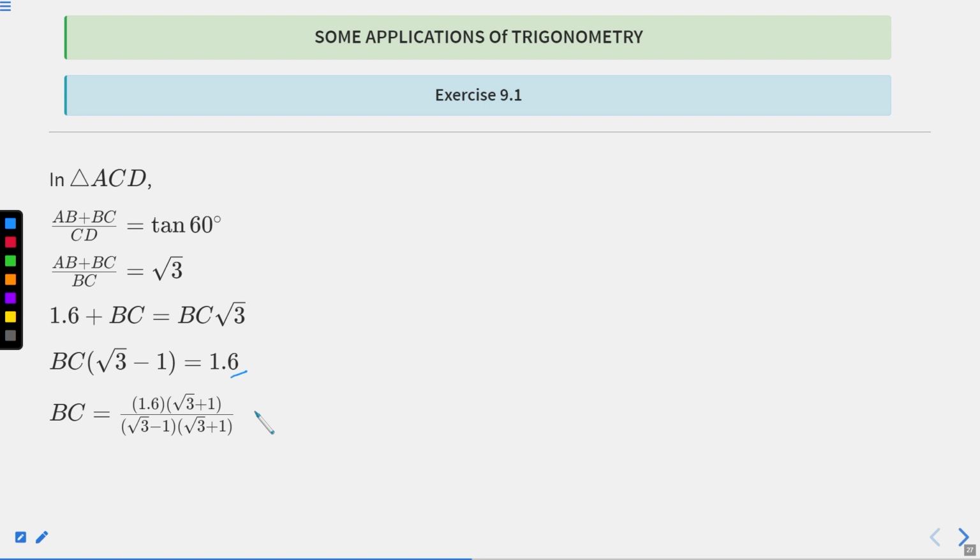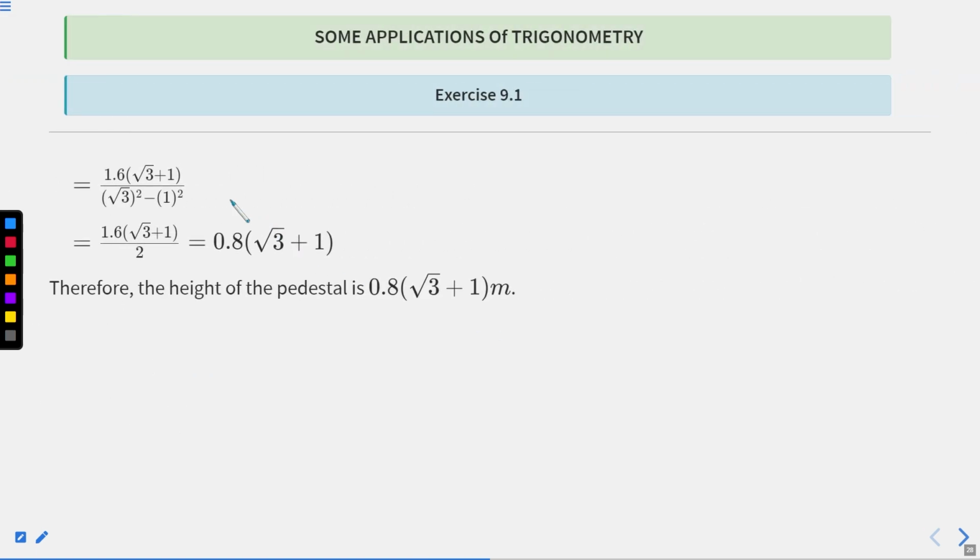Basically here we get BC is equal to 1.6 by (root 3 minus 1), and we rationalize this, then we get 1.6 times (root 3 plus 1) divided by (root 3 minus 1) into (root 3 plus 1). If we simplify it, this is equal to 1.6 times (root 3 plus 1) divided by (root 3 square minus 1 square), and this is equal to 1.6 times (root 3 plus 1) divided by 2.